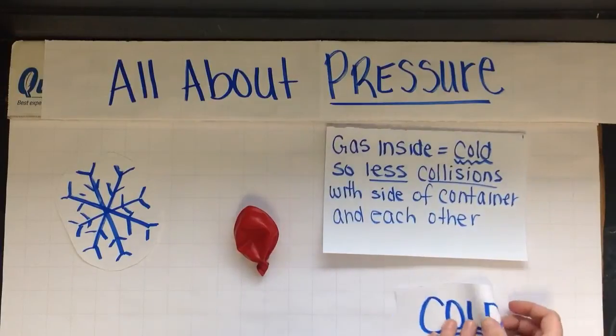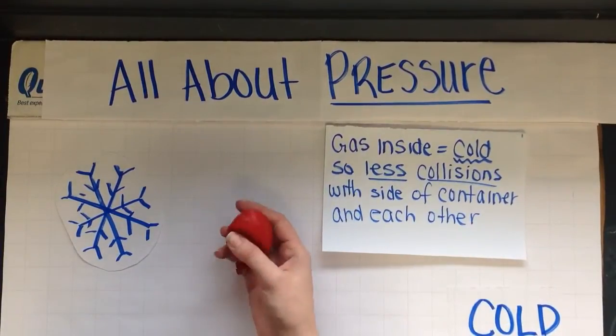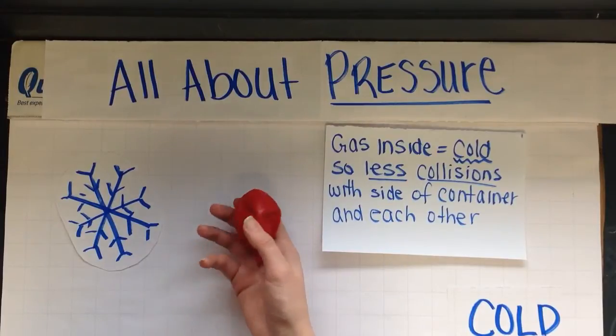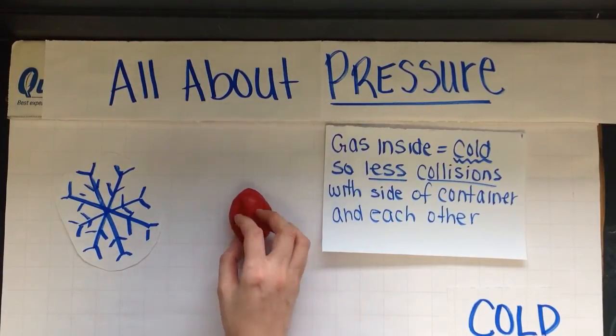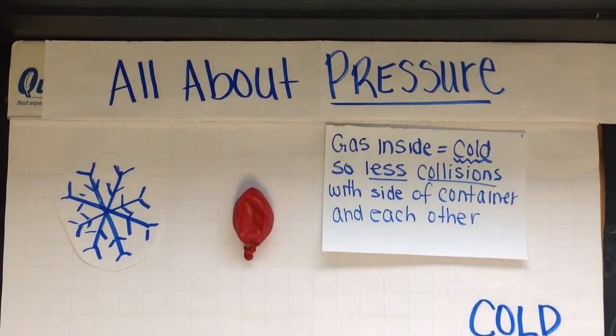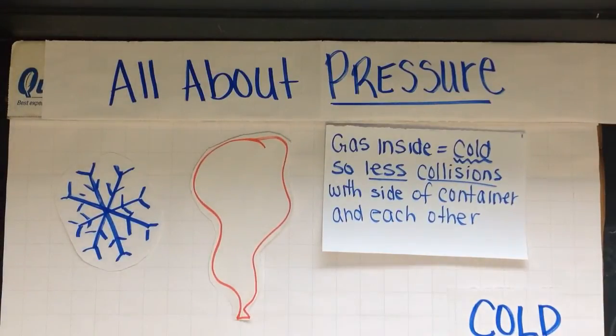When gas is cold, there's less, and the important word to use here is collisions. The molecules inside are not colliding as fast with each other and the sides of the container. Okay, so let's take a look at these two examples then that we saw here. So here is my balloon drawn. Yes, that's my drawing of the balloon. And here are some gas molecules that are inside the balloon.